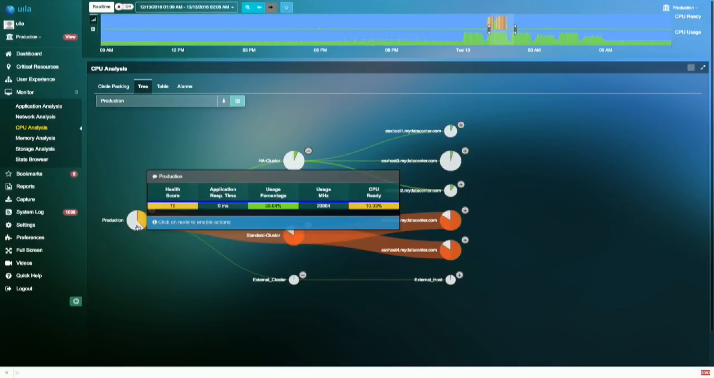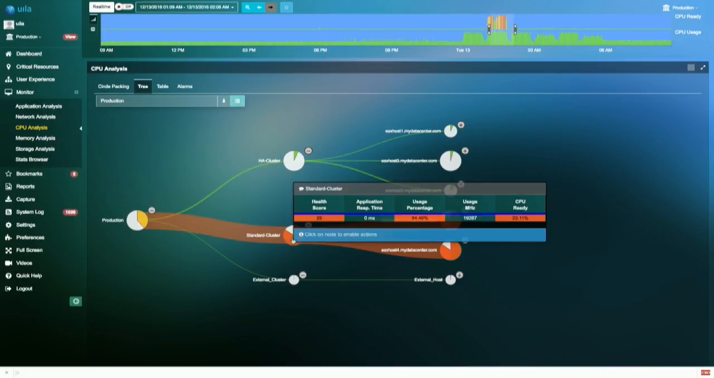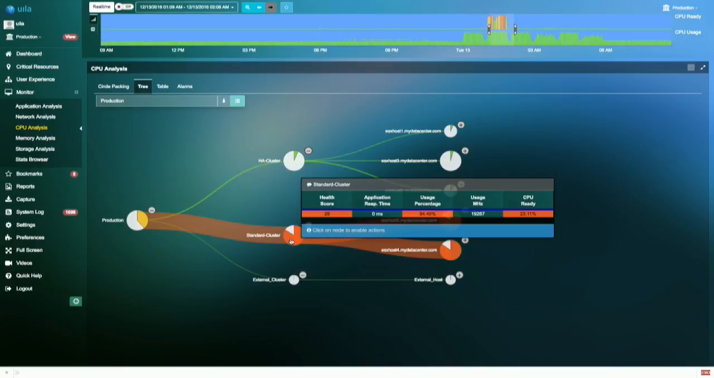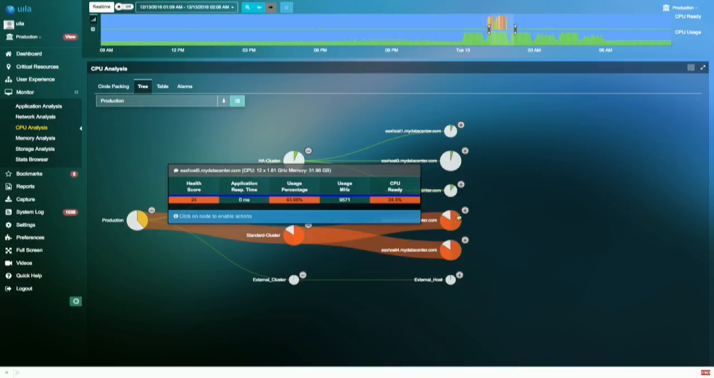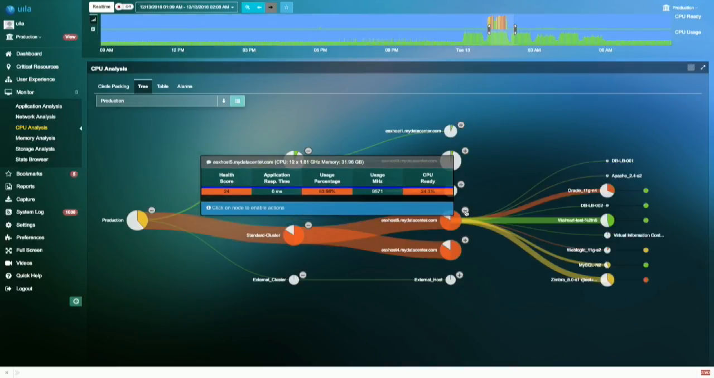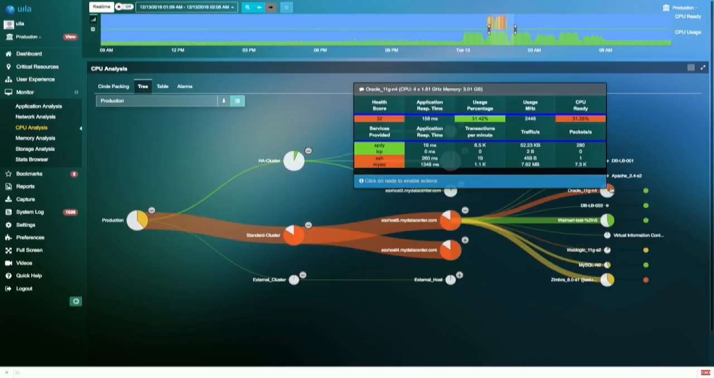At the frontier, at the root, is your data center. Right now, your data center is orange. It's not perfect. By following the orange ribbon, you quickly chase down what's the culprit on the cluster level, which happens to be a standard cluster in this case. Following the ribbon again, you chase down the host-level culprits and expand the host. You can see all the VMs. And quickly, you find out what's the culprit on the VM level.